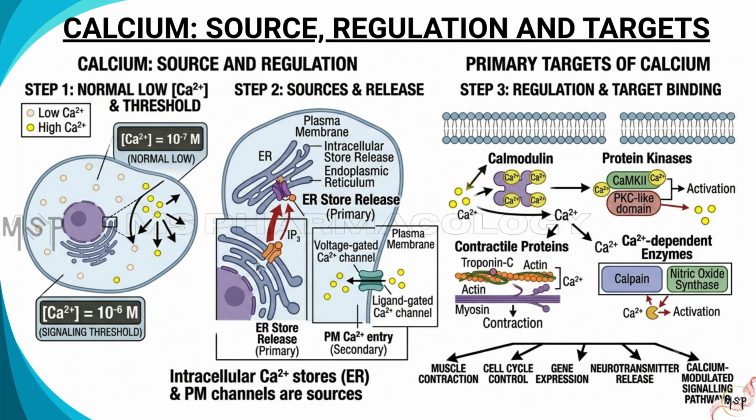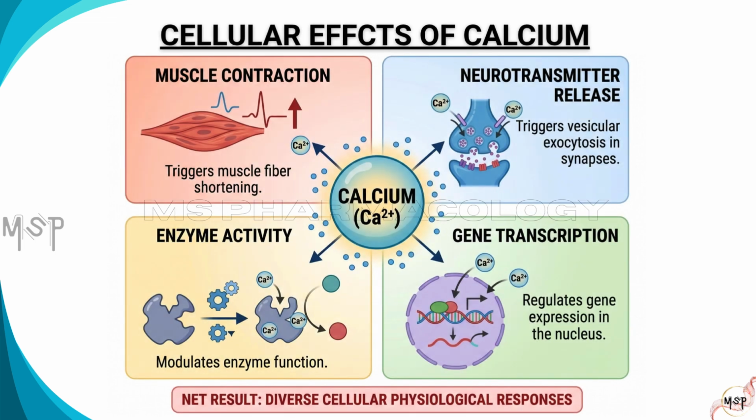In muscle cells, calcium binds to contractile proteins such as troponin. This interaction initiates the molecular events that lead to muscle contraction. Finally, many calcium-dependent enzymes require calcium binding to become fully active. Through the regulation of these enzymes, calcium can directly control important cellular processes, including metabolism, secretion, and intracellular signaling. Calcium regulates muscle contraction, neurotransmitter release, hormone secretion, enzyme activity, and gene transcription. Calcium acts as a universal intracellular regulator.